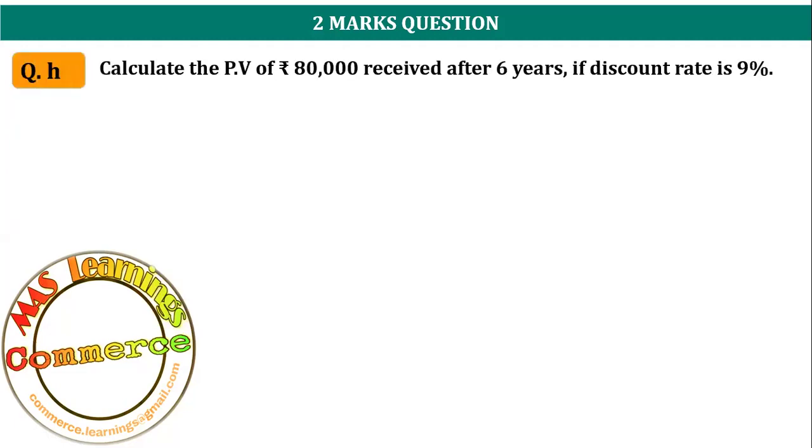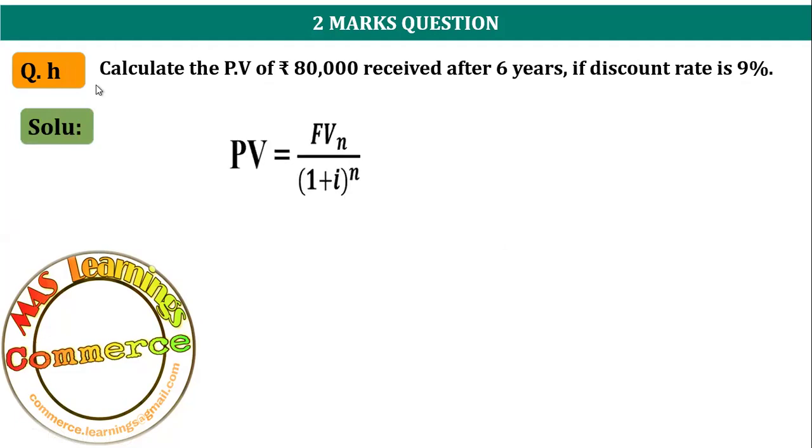Next question. This is also a practical one. Calculate the present value of 80,000 received after 6 years if the discount rate is 9%. That is, if you are receiving 80,000 after 6 years and the discount rate is 9%, you have to calculate the present worth of that particular value.